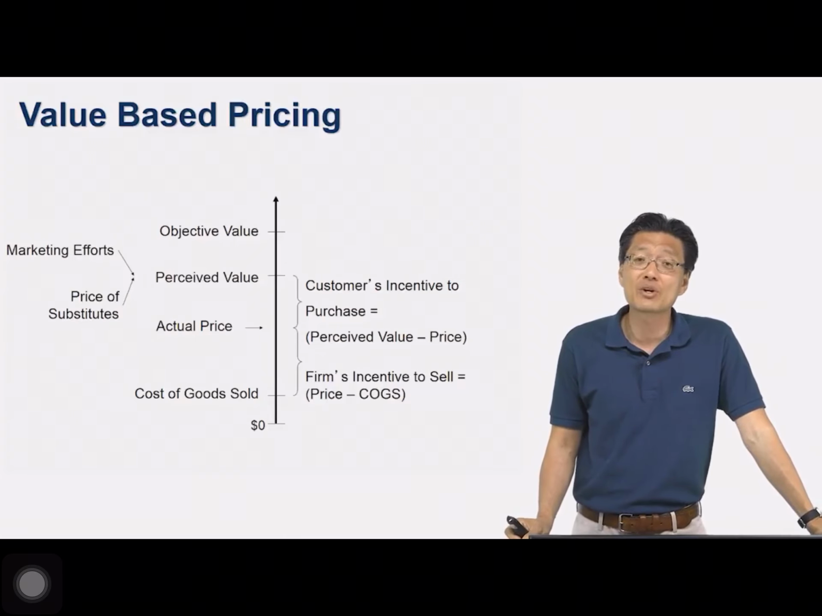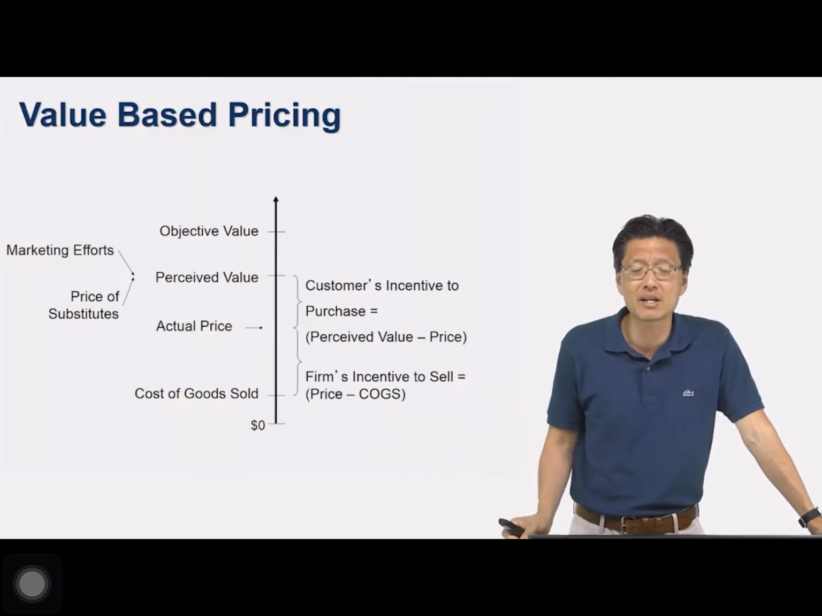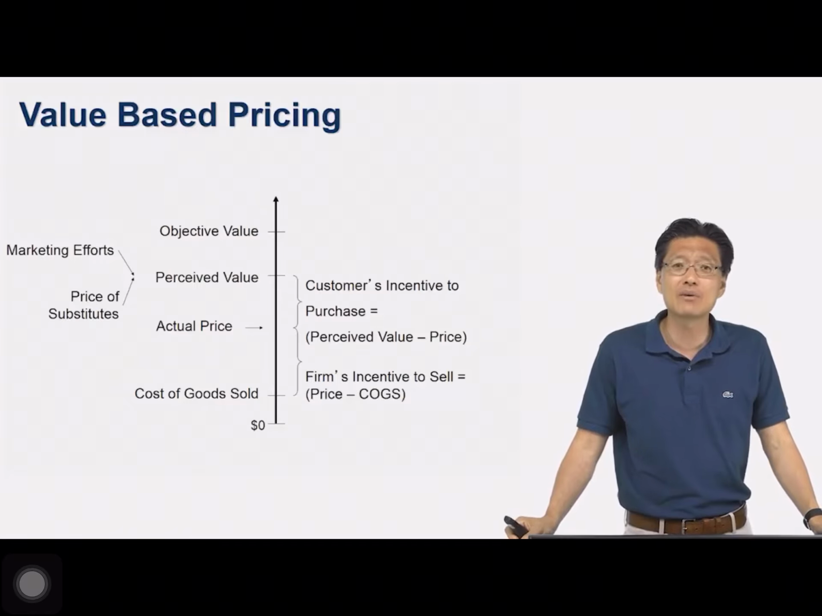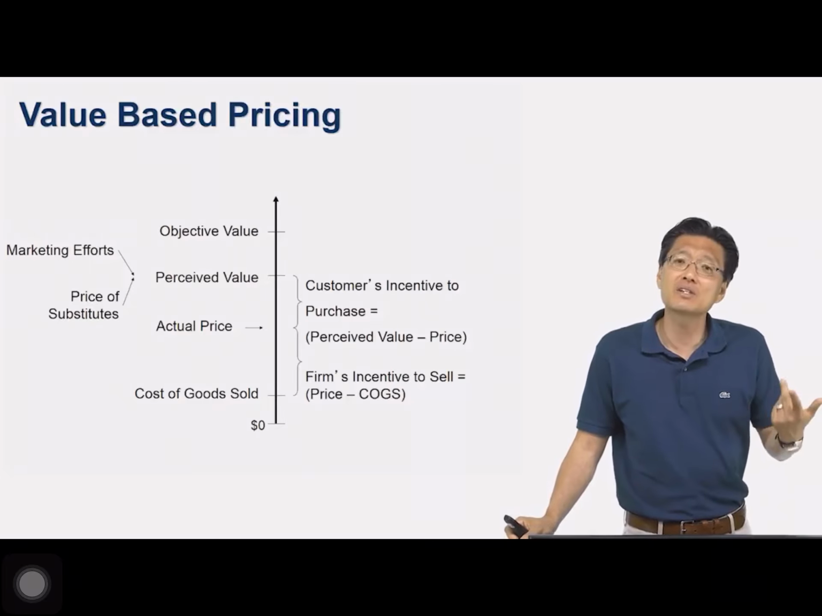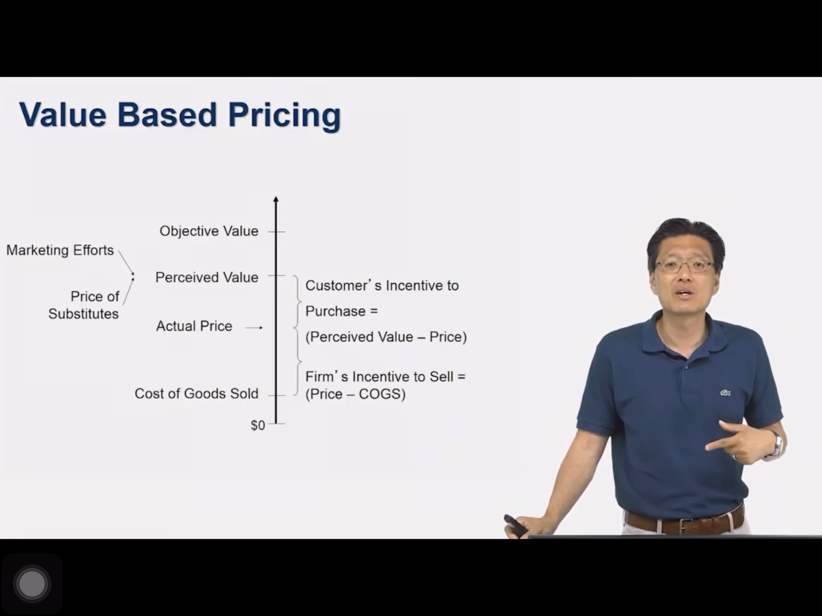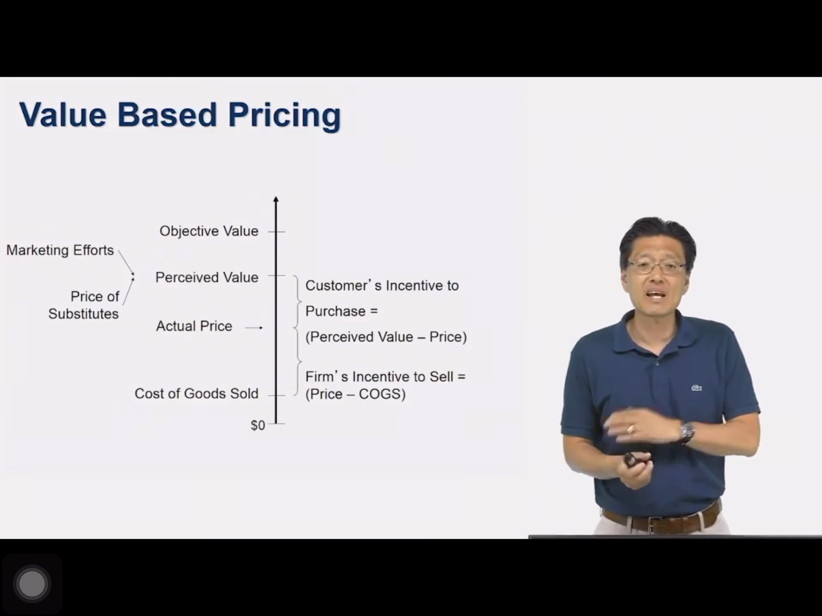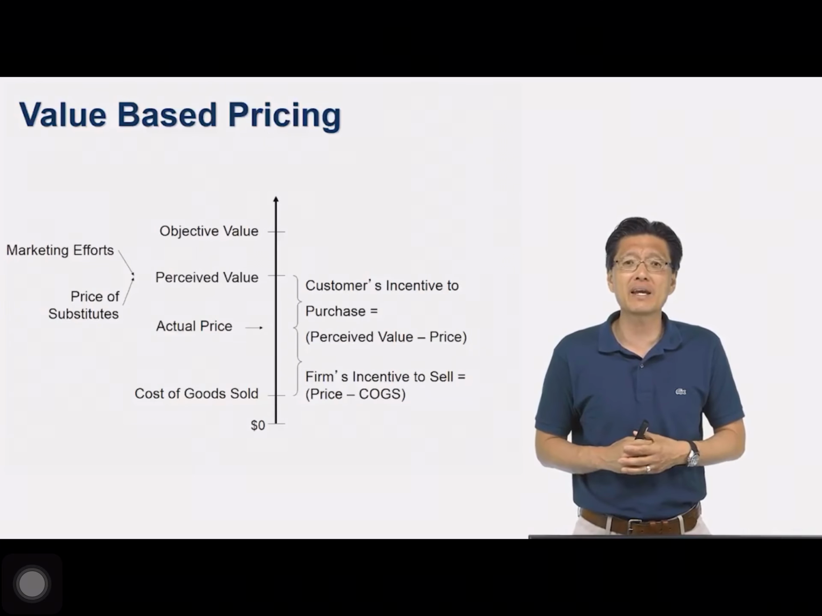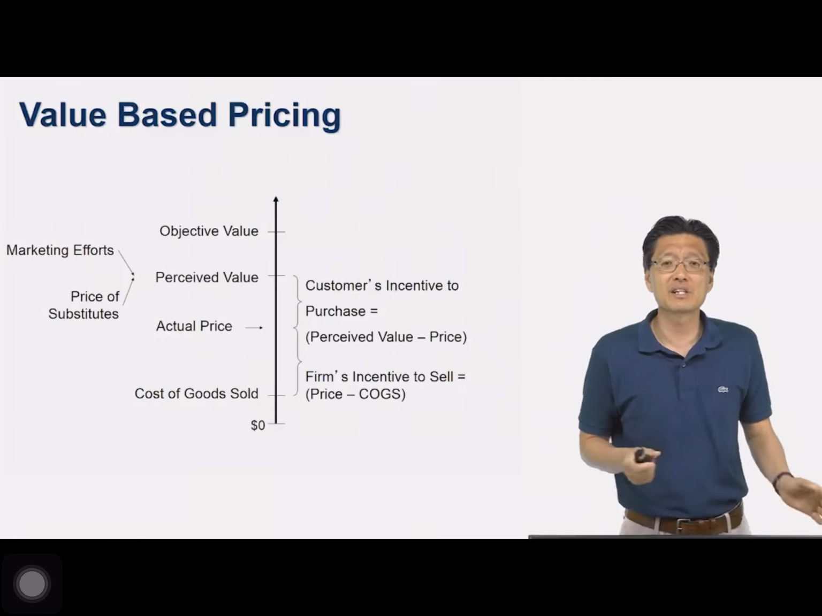But at the same time, when there's the price of substitutes, so when a competitor provides a substitute in the market, that will drive the perceived value of my product down. So there are external forces that will either increase or decrease the perceived value. So this slide just goes to show you how different values work along with the actual price that a customer ends up paying, which determines the customer's incentive to purchase and the firm's incentive to sell.